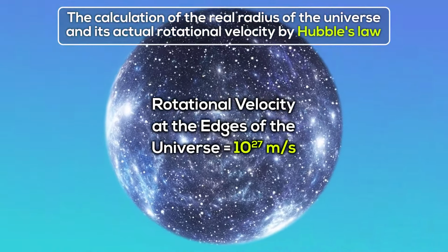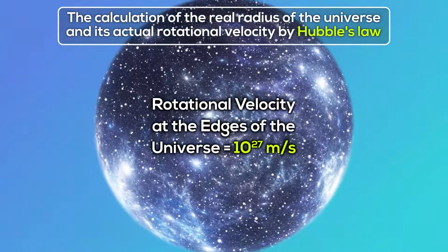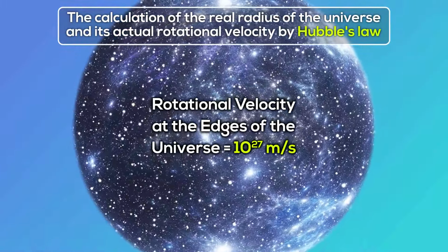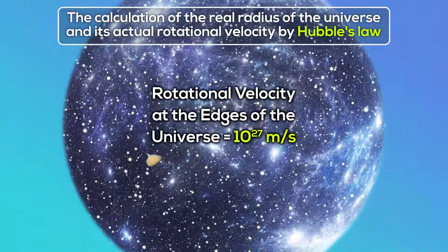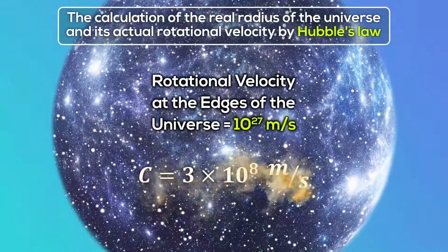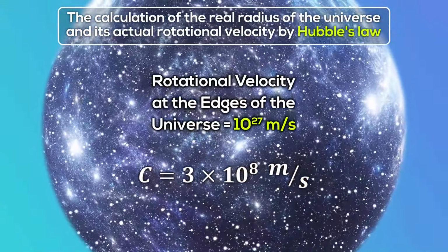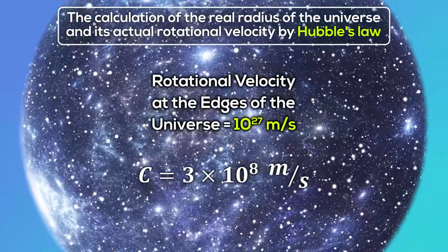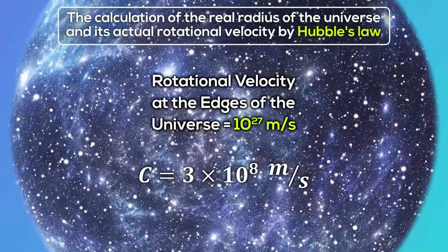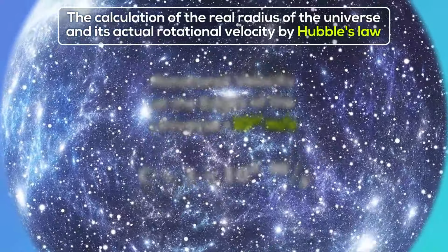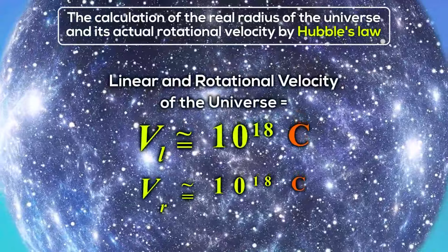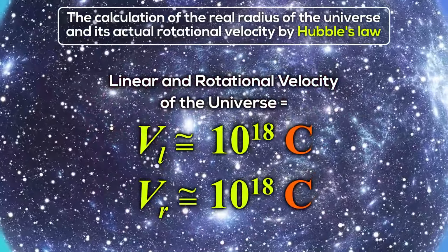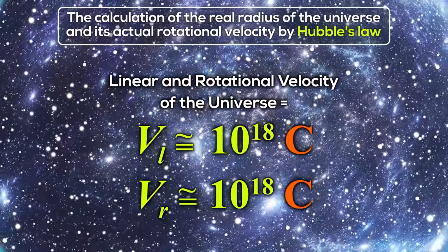Comparing the linear and rotational velocity of the universe with the speed of light, which is 3 times 10 to the power of 8 meters per second, we would see that the linear and rotational speed of the universe are now more than 10 to the power of 18 times the speed of light.